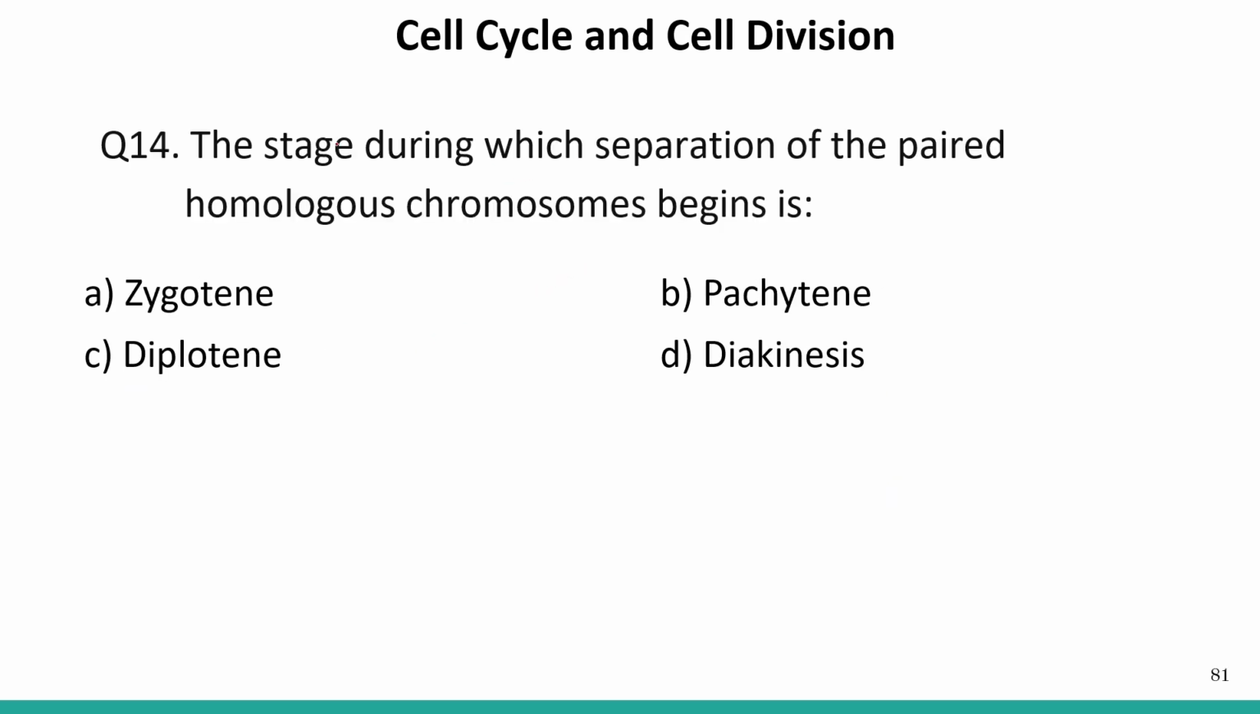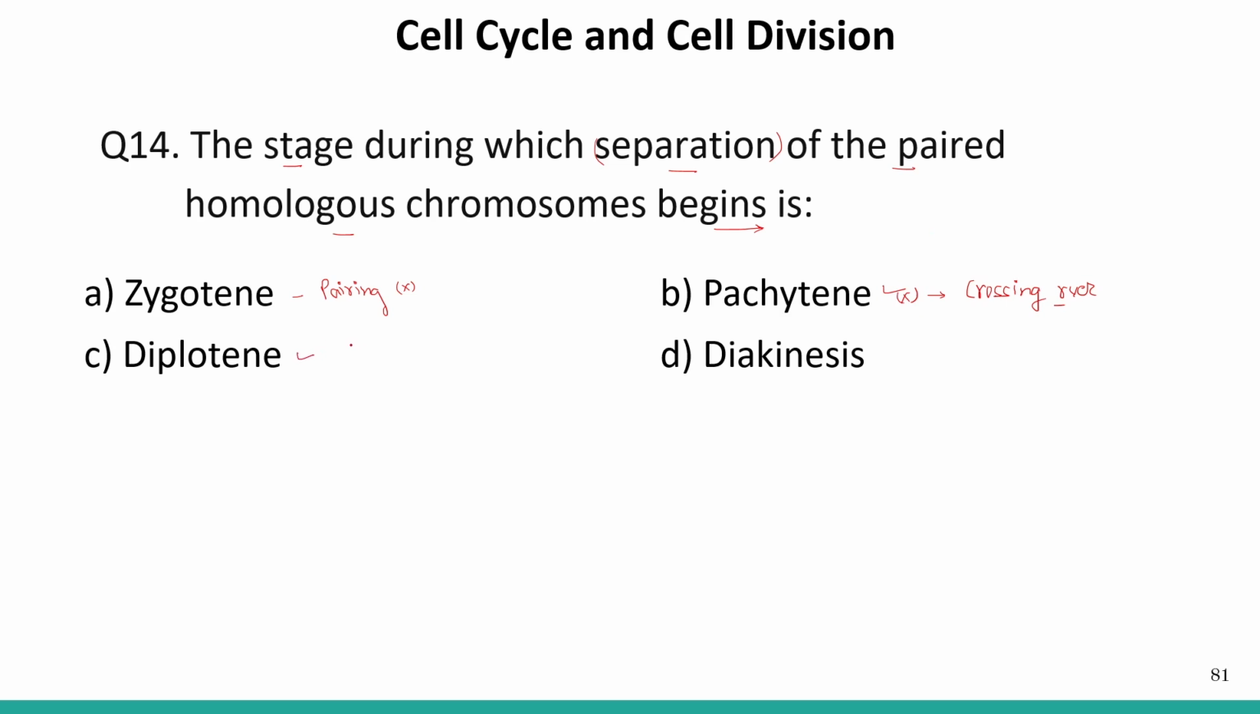The next question is the stage during which separation of paired homologous chromosomes begins. Zygotene, there is pairing of homologous chromosomes. Here they are asking about the separation of the homologous chromosomes, so this should not be the answer. Pachytene, what happens? Crossing over is taking place during pachytene. So chromosomes should stay together, so there should be no separation. So this is also not the answer.